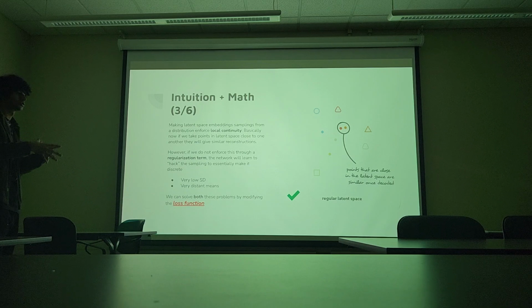So you need to force these distributions to actually be a little spread out. It's easiest for the network to just smush it together and say, okay, you wanted me to make a distribution? There you go. But it's a pretty bad distribution. It's like one point. If you do not enforce the network to spread out its distribution through a regularization term, it'll hack the sampling to essentially make it discrete, which brings us back to square one by giving us very low standard deviation and very distant means. We can solve both these problems by modifying the loss function to force the network to expand its distribution a little bit. So if you go to the next slide.